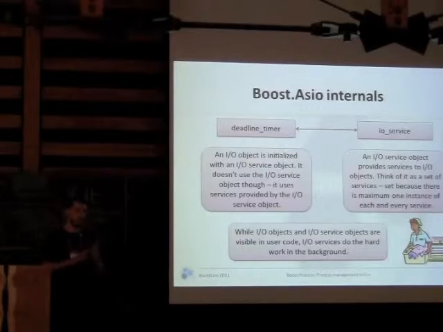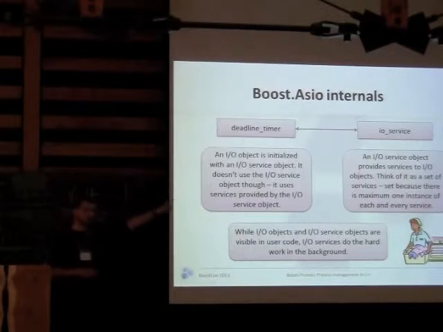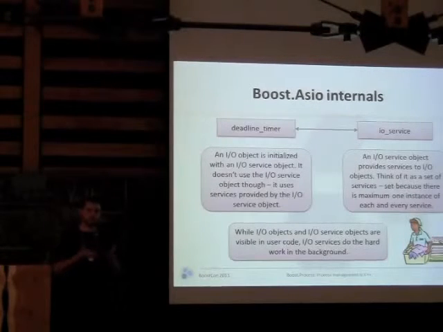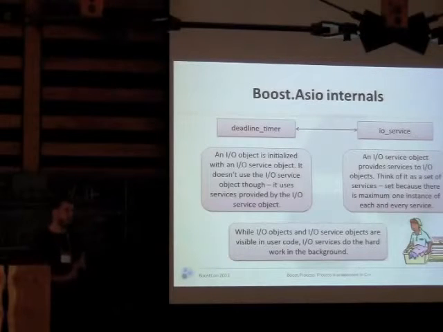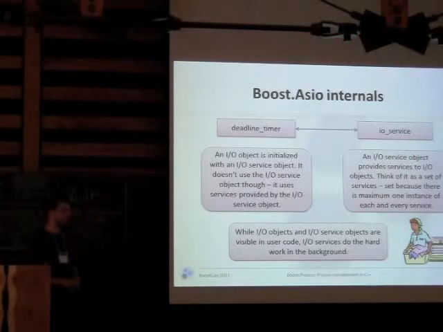So we have really three concepts, not two. We do not only have I/O objects and I/O service objects. These are the things we see in user code. These are the things we have just seen in the sample. We have another concept, namely an I/O service, which is somehow hidden in the I/O service object. And when we create an I/O object and we pass an I/O service object to the constructor, the I/O object somehow finds an I/O service within the I/O service object and uses that service.